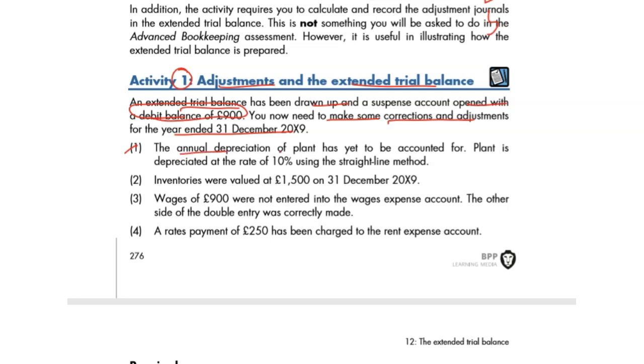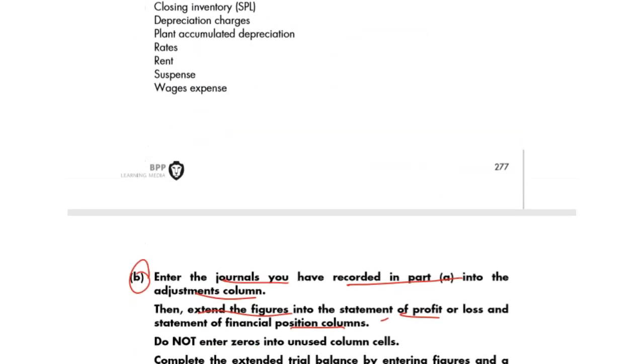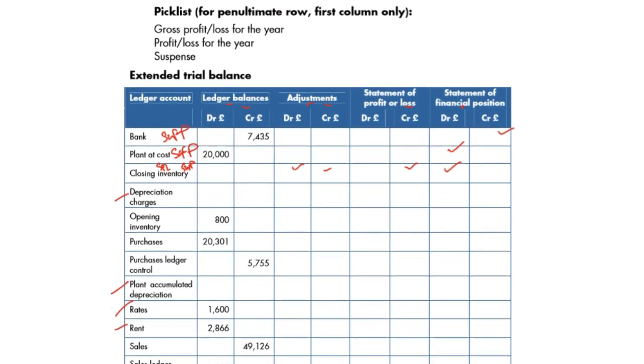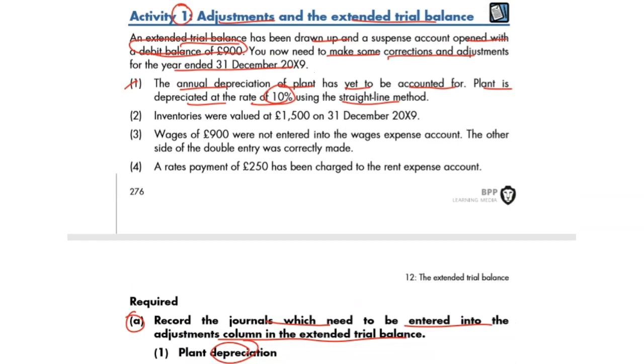Number 1. An annual depreciation of plant has yet to be accounted for. Plant is depreciated at a rate of 10%. What is the cost of the plant? And it's the SL method. 10% plant. Let's check it out. Plant at cost, did you see it? 20,000, yeah? 10% on 20,000 is 2,000, don't you? And it was not taken into account. If you meant to do it, how do you do the double entry? Depreciation charge debit, and accumulated depreciation credit, doesn't it?